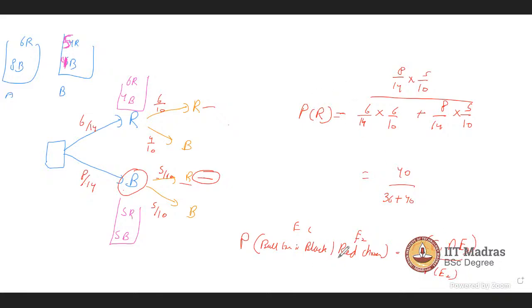Okay. So your E2 is nothing but the red ball is chosen. So it is the addition of these two, right? Your numerator is the intersection of these two, that the ball transferred is black, which is this, and red ball chosen, which means only this case, right? So 8 by 14 times 5 by 10, right? Is it clear? Yes, clear.